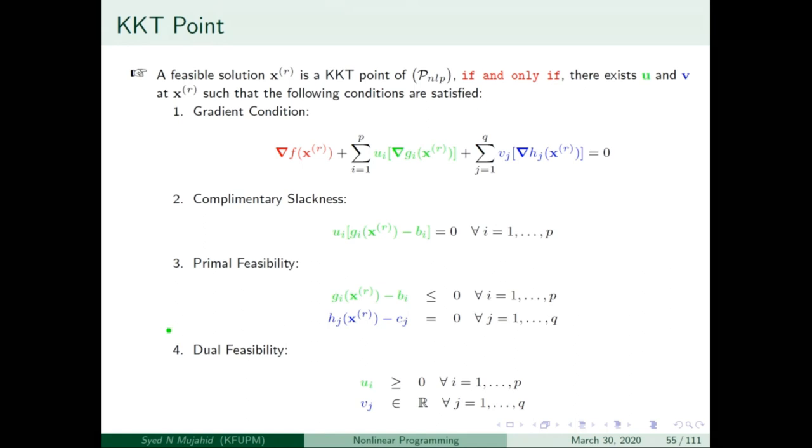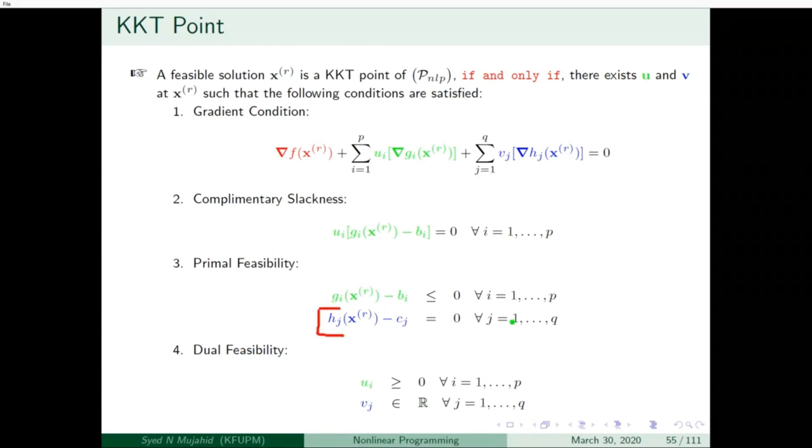While discussing the figure, it was easy to discuss inequality conditions. For equality conditions, we couldn't plot because it's very difficult to show graphically. But we can incorporate them very easily, and they are part of the primal feasibility. For the equality conditions, you have the scalars multiplied by the gradient.